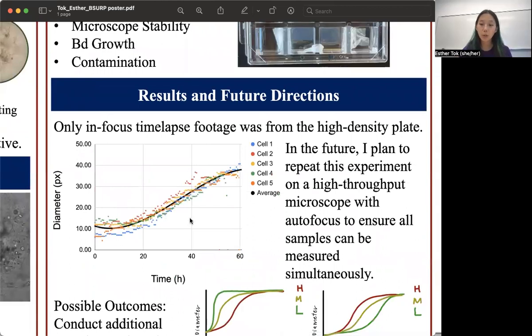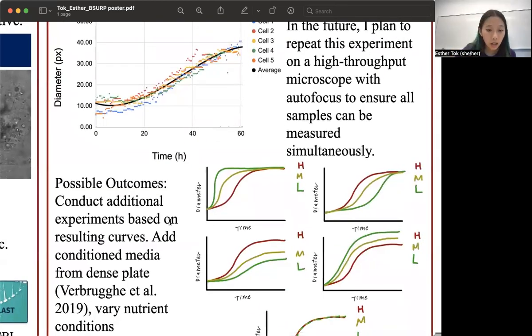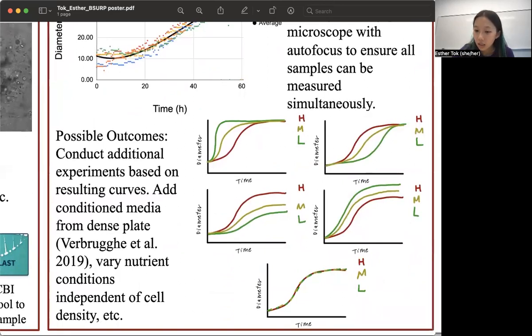In the future, I want to try to get comparable results by taking these time lapses on a high throughput microscope with autofocus so I can actually get comparable data. And with this comparable data, afterwards, we can conduct additional experiments to better understand how and why concentration impacts chytrid life cycles, to give us more insight on how infections occur in amphibians.